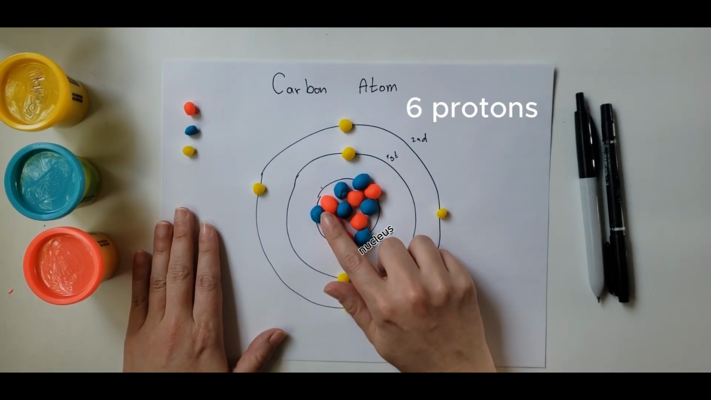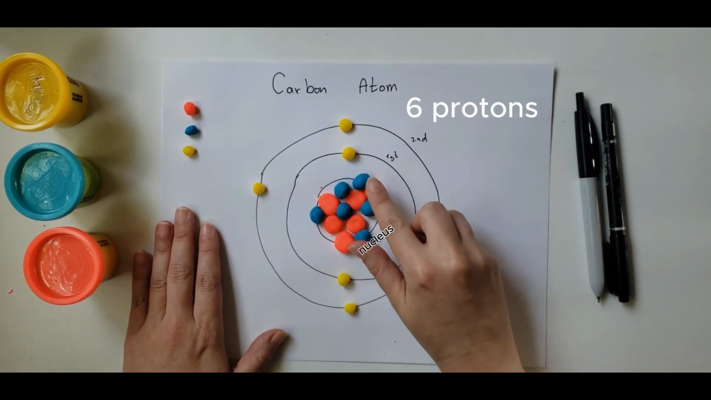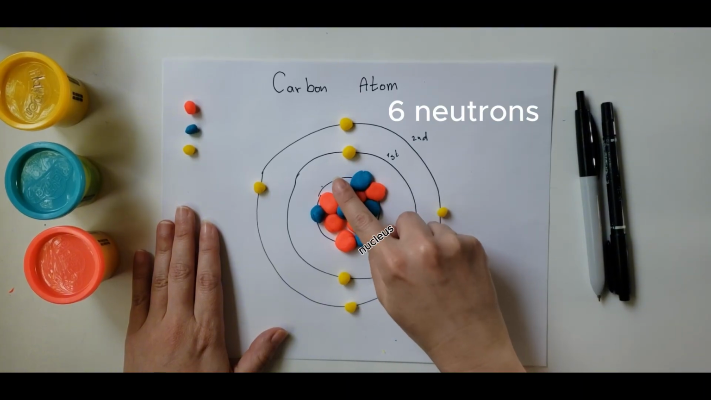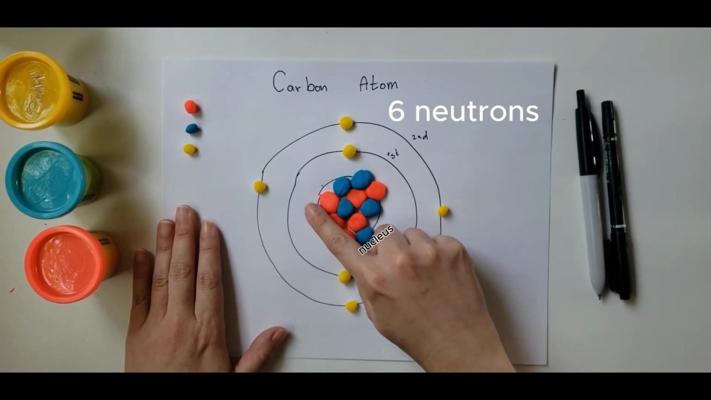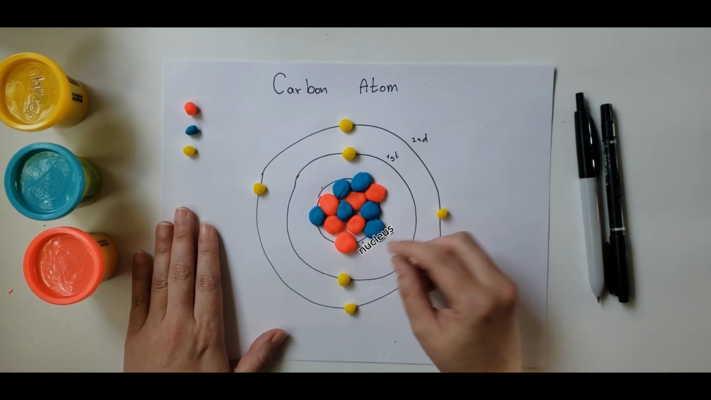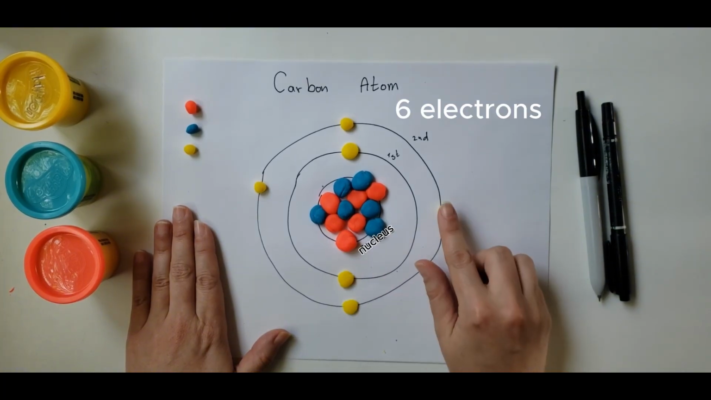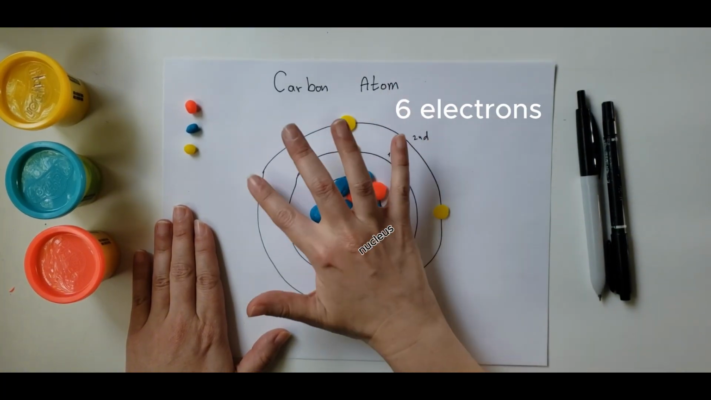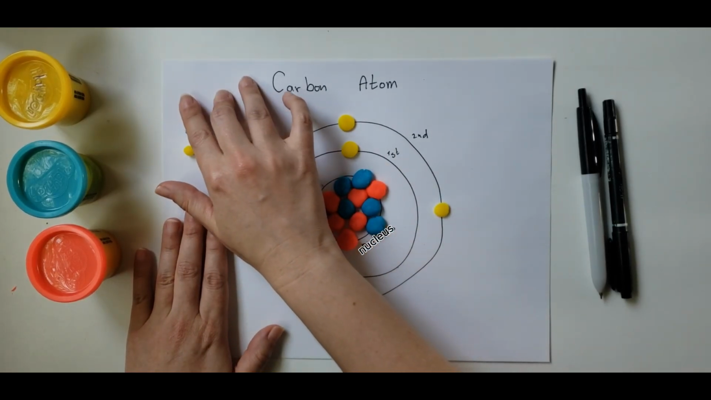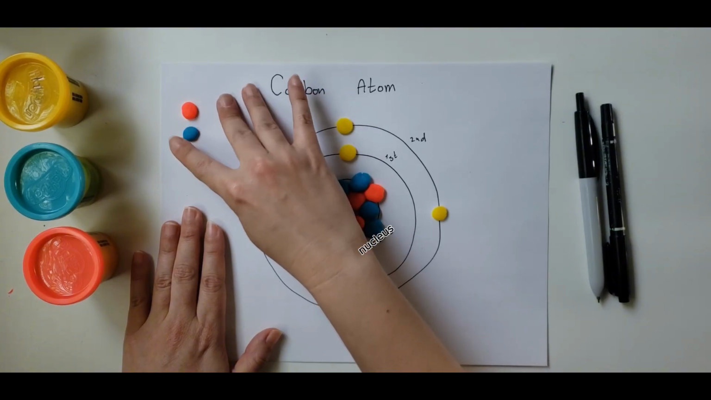1, 2, 3, 4, 5, 6 protons. 1, 2, 3, 4, 5, 6 neutrons. 1, 2, 3, 4, 5, 6 electrons. Don't forget the legend: protons, neutrons, electrons.